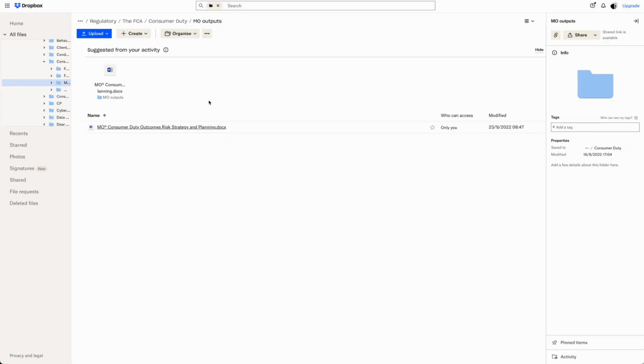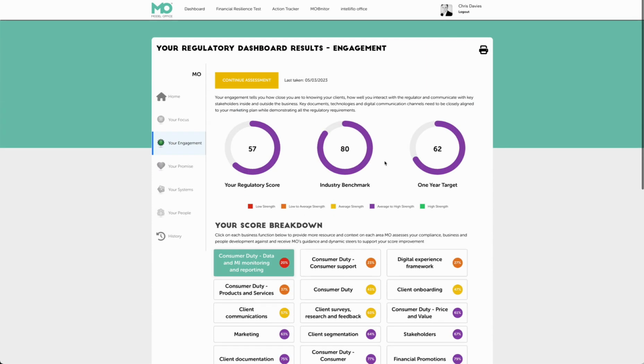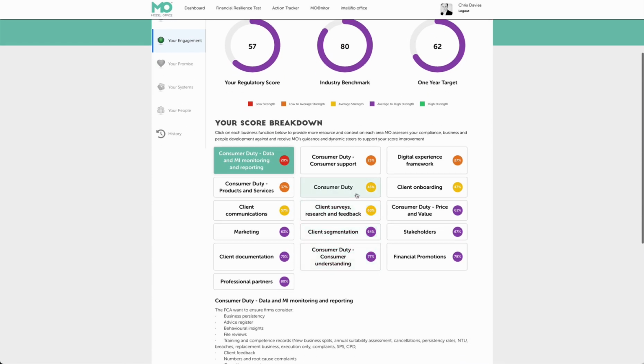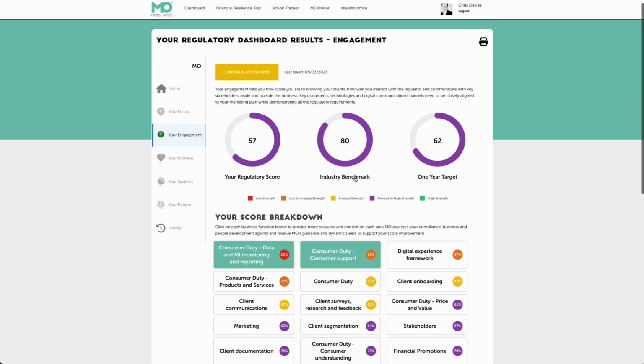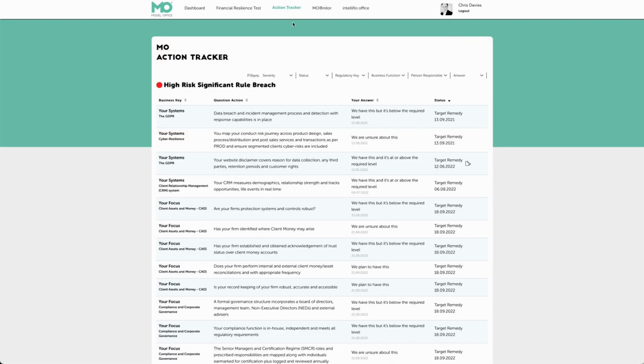So that's an example of some of the output that we provide on the system. And once you've run through all these areas, what you're then encouraged to do is take a look at the action tracker. Now, the action tracker is really your gap analysis, automated gap analysis and audit report. So we click on action tracker.